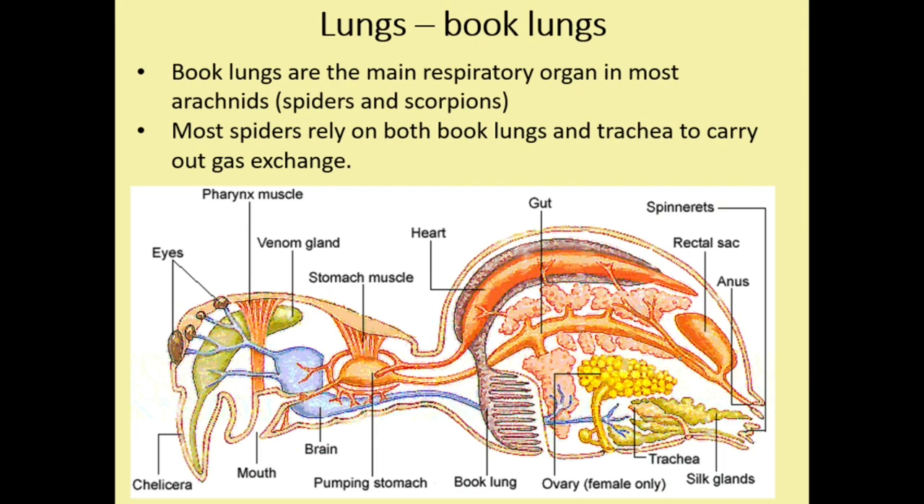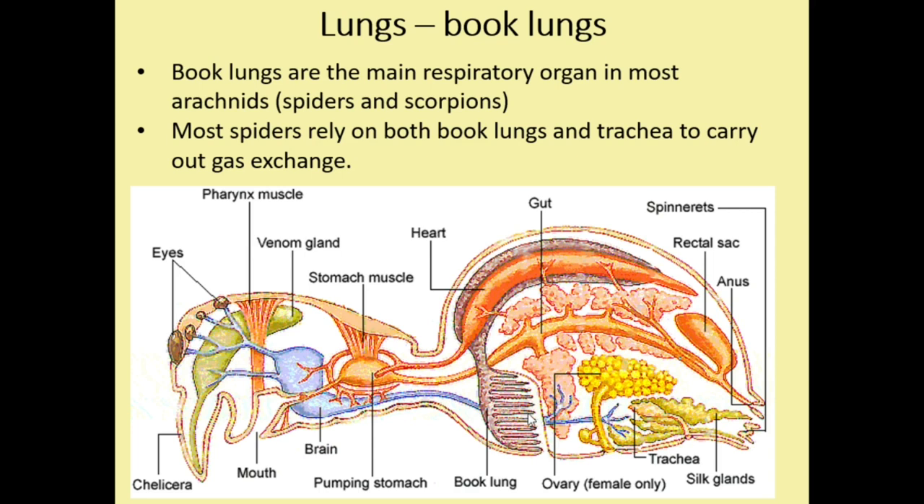When we look at our spiders and scorpions, we find some of them are pretty interesting, actually. So here we can see a diagram of a spider, and here we can see the book lungs. Hopefully you can see why they're called book lungs, because they're arranged in these kind of pages.